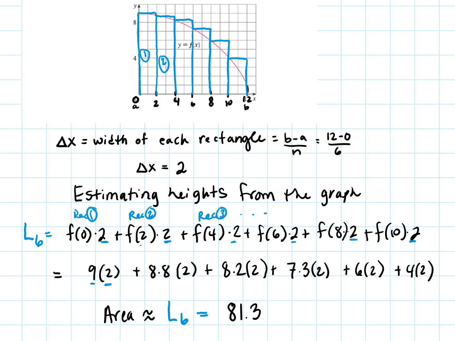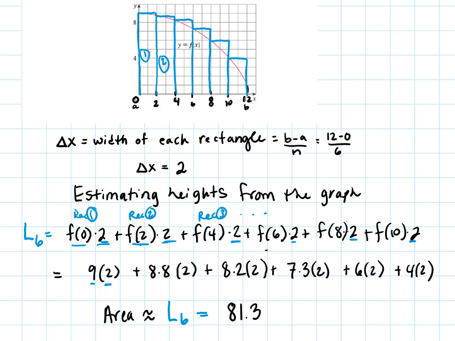Okay, so you can really see height times width, height times width, height times width. But noticing that, of course, the width is the same for all of them, we could have even factored that 2 out and written that as 2 times f of 0 plus f of 2 plus f of 4 plus dot dot dot. I just want to mention that we could have factored out that 2 if that makes the calculations a little bit easier. Then I estimated from the graph, and you can see those products right there.